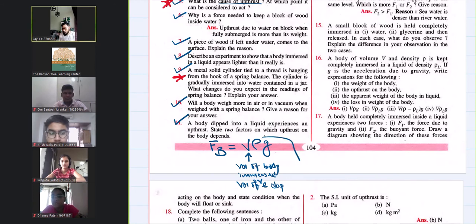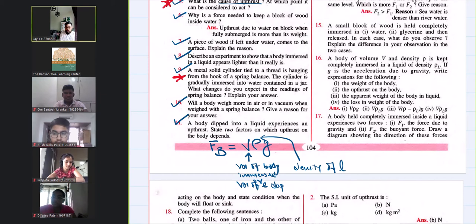अच्छा, what is this rho? Density of the liquid. Very good. डेंसिटी ऑफ लिक्विड. अपथ्रस्ट इन दोनों फैक्टर्स पे डिपेंड करता है. इसका मतलब ये है कि जितना ज़्यादा किसी बॉडी के वॉल्यूम को तुम इमर्स करोगे उतना ज़्यादा अपथ्रस्ट एक्सपीरियंस करेगा वो. दूसरा, लिक्विड की डेंसिटी जितना ज़्यादा होगी उतना ज़्यादा अपथ्रस्ट वो एक्सर्ट करेगा. अगर वो लिक्विड मर्क्यूरी है, the liquid with highest density, तो it will exert maximum upthrust.